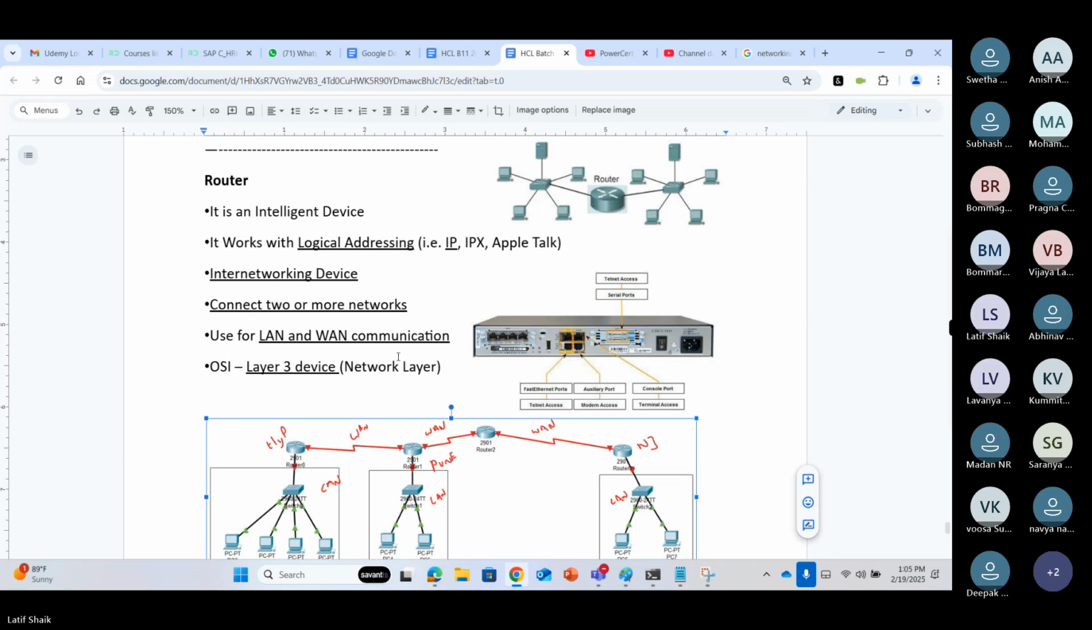WAN means wide area network, connecting outside of your network, like to your other branch office or head office. You are connecting through WAN connectivity. And WAN over the public, that is the internet, that's a different point. Okay. A router comes under the OSI model layer 3, the network layer. So the network layer hardware example is the router. Switch is a layer 2 device, router is a layer 3 device.